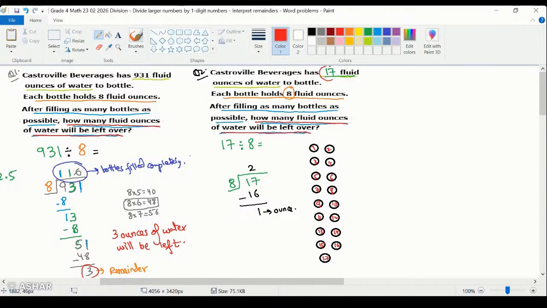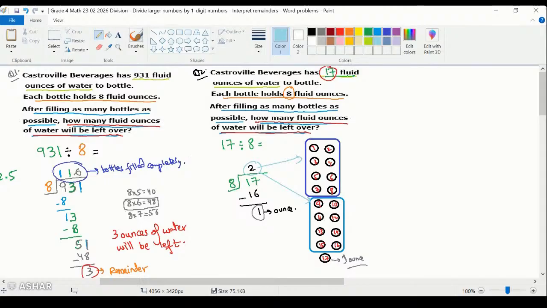If I'm taking a smaller number, 17 ounces were there. Each bottle will have 8 ounces. That means these 8 ounces will go in one bottle, agreed? Then the next 8 ounces will go in the second bottle, agreed? How many ounces are left? We are left with 1 ounce, agreed? That is the remainder. That means 2 bottles were filled, bottle number 1, bottle number 2, and we are left with 1 ounce, agreed?